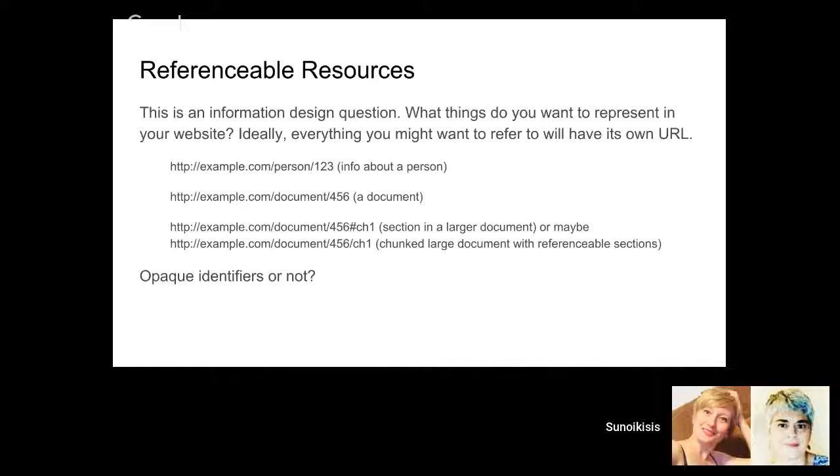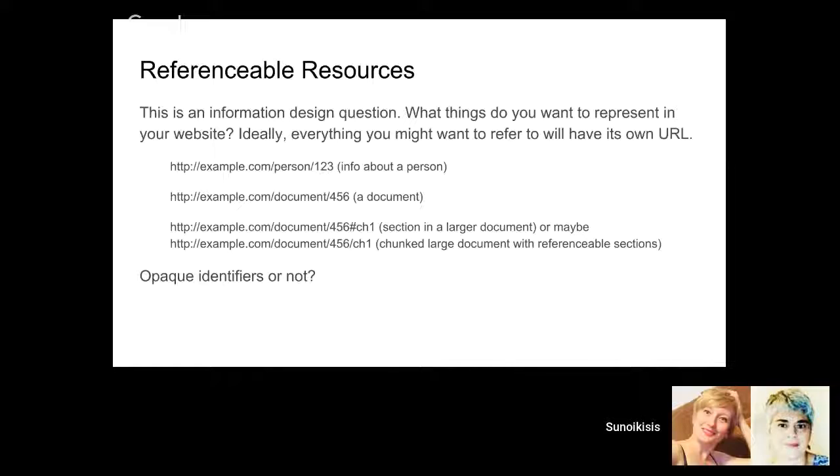So are your resources referenceable? And this is really an information design question. What sorts of things do you want to represent in your project? Ideally, everything that you might want to refer to will have its own URL, right? So are you going to be concerned with people, places, documents, other kinds of entities?